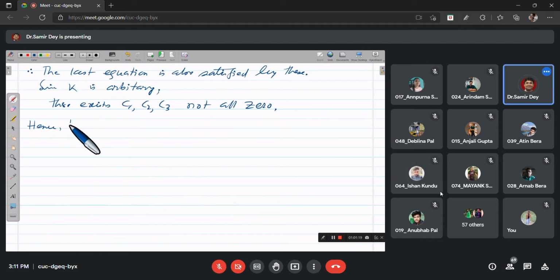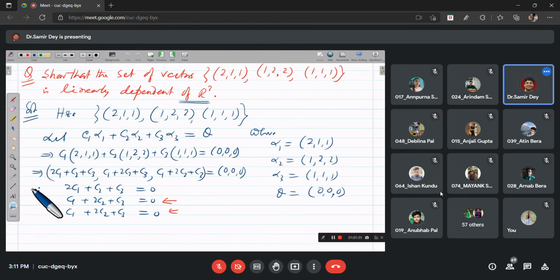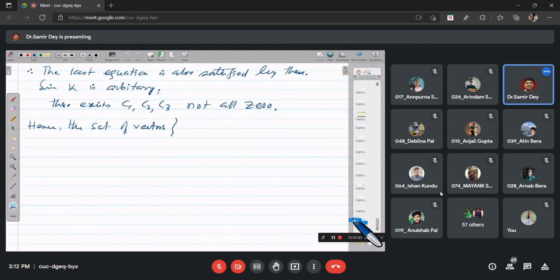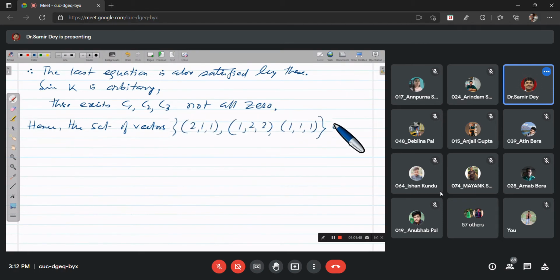You can write down: hence, the set of vectors is linearly dependent.